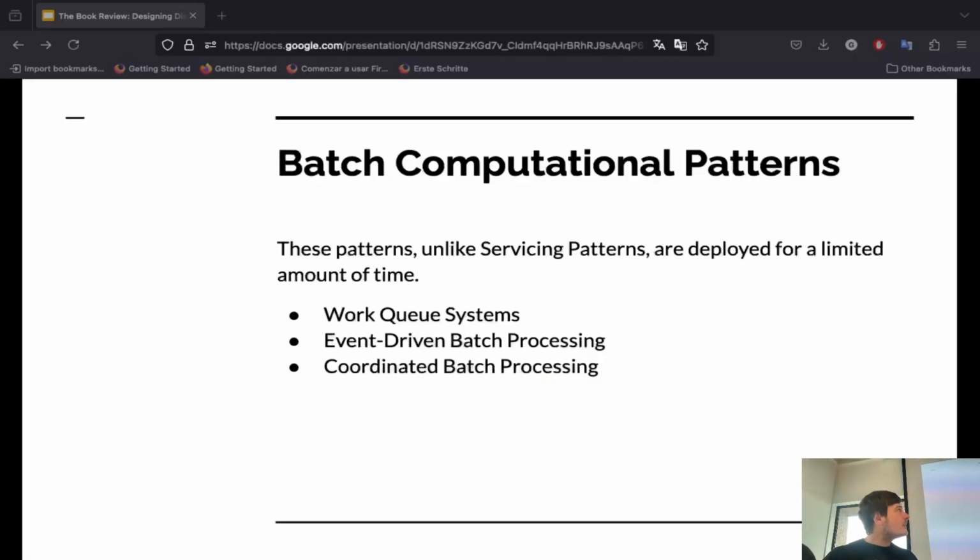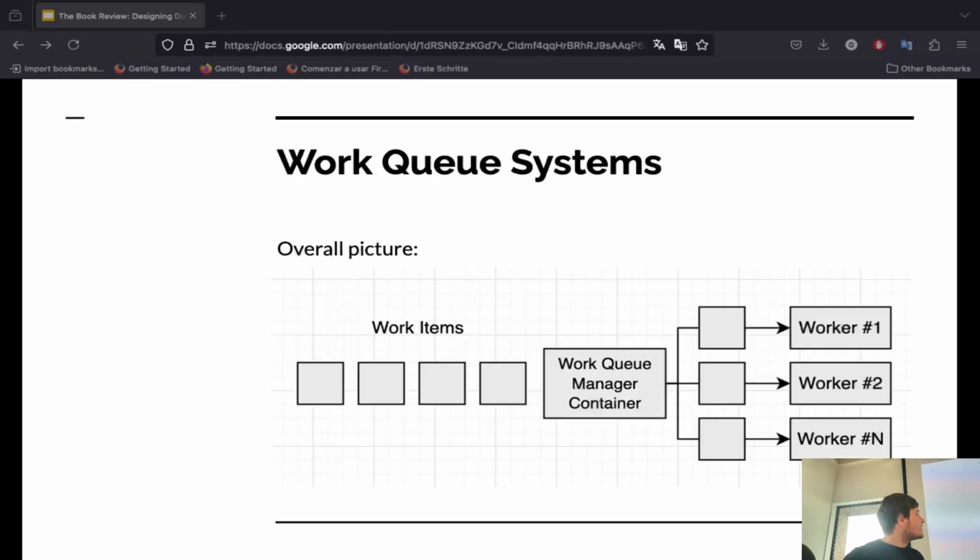computational patterns, and this talks about three. The difference between services and batches, as I mentioned with MapReduce, is that batch jobs would take some input, be executed, and then stop. They wouldn't keep running. This would be something like some reporting that happens at the end of the day or at the end of the week, and then they dump the result in a database or whatever. So in this case, it talks about three patterns: the work queue, the event-driven batch processing, and the coordinated batch processing.